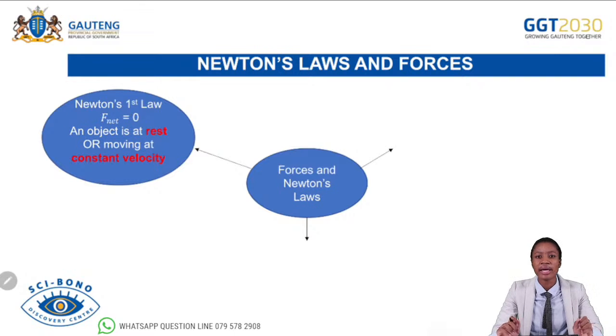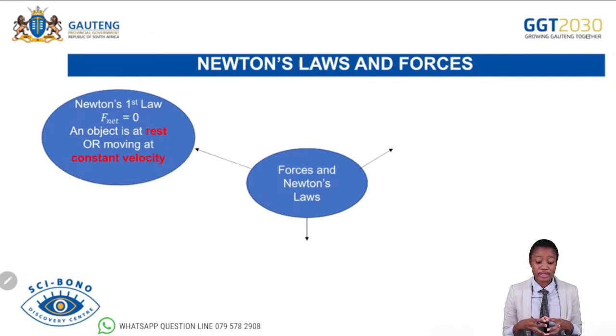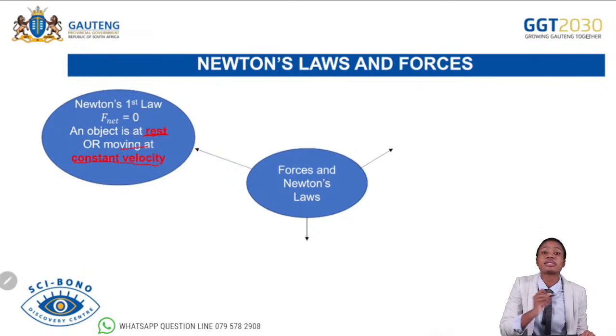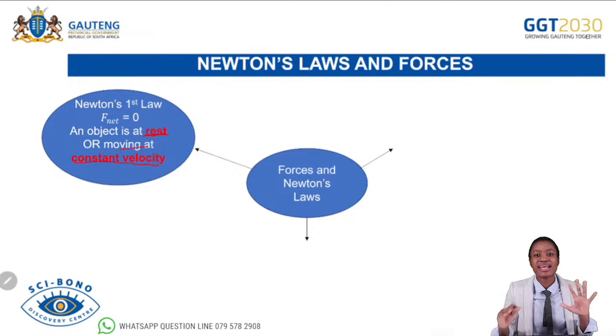We'll start off by looking at Newton's first law of motion. Do you remember what it is about? With Newton's first law of motion, we are looking at an object that is not moving, it is at rest. So this is an object at rest or moving at a constant velocity. Keyword, it is at rest, it is not moving.